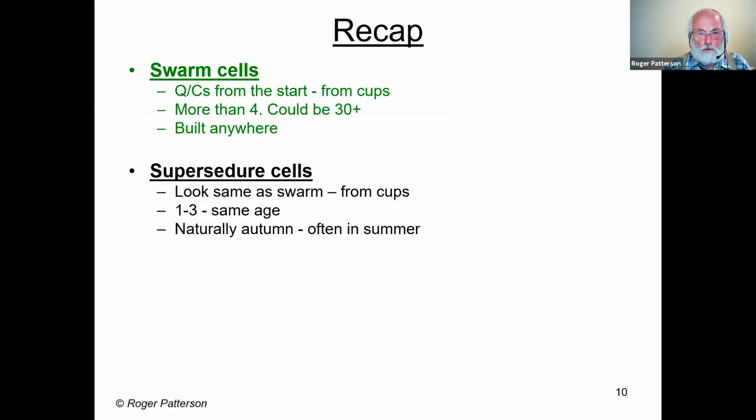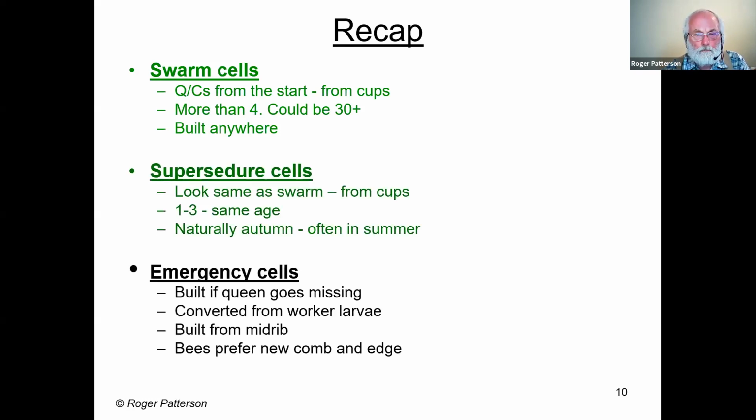Supersedure cells, they look exactly the same as swarm cells individually, also from cups, 3 or less, and of the same age. Naturally should be in the autumn. My area of West Sussex from probably back into July onwards. If you go further north, probably knock a couple of weeks off that. But they're often these days during the summer, so be aware of them.